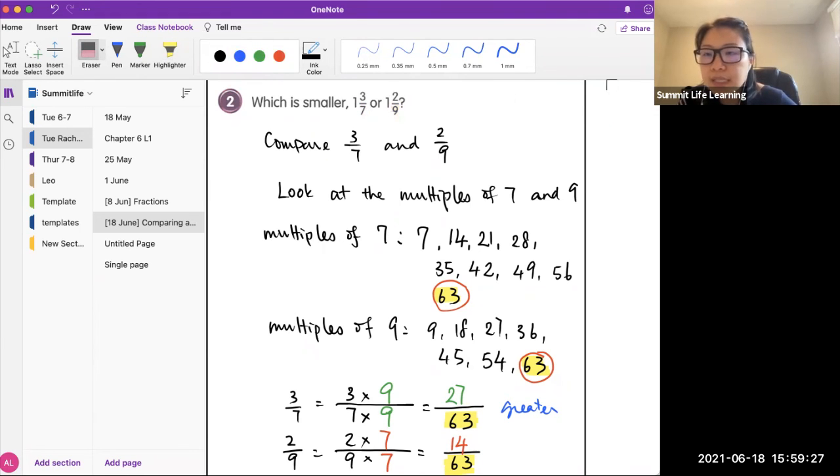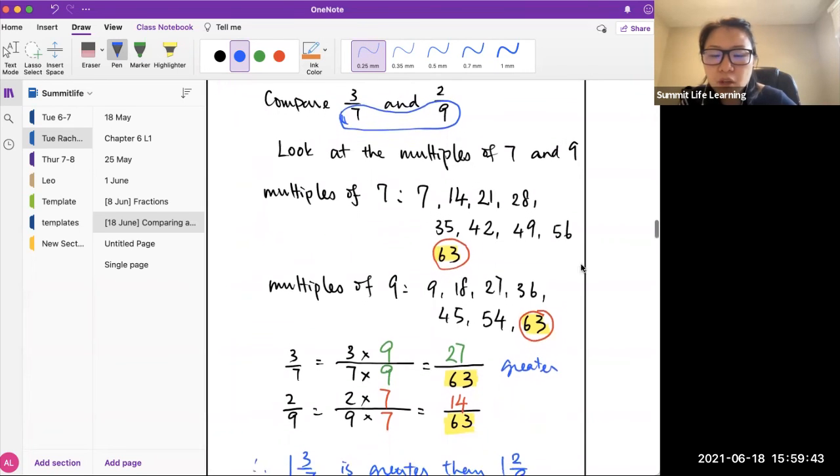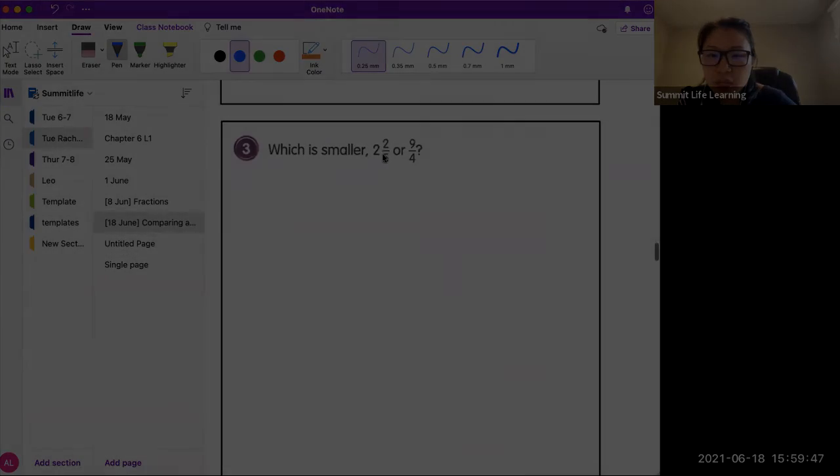One of the easiest ways to get the same denominator is you multiply these two numbers, okay? Multiply 7 and 9, you will get 63. And this is what happened here. This is one way that we can pick the same denominator. All right, so let's try to use this strategy.